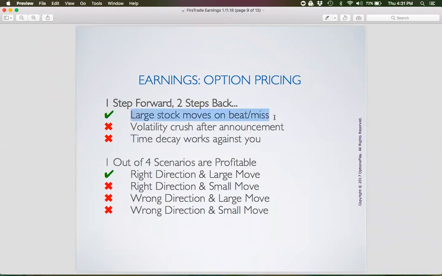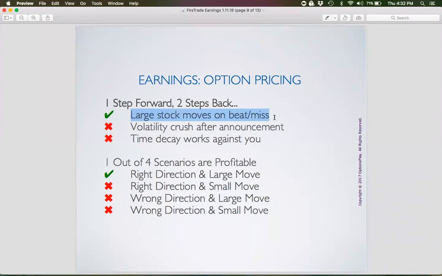Number one, this is why we're trading earnings: there's a large stock move on beats or misses. This is what's going to work in your favor, right? So if you expect, let's say, Netflix to beat on earnings and they actually beat their earnings, then you are going to expect Netflix to move up in price substantially over a very short period of time. That's really what you're betting on. You're effectively thinking that the stock will move either significantly higher or significantly lower, and you're betting in one specific direction. That's working in your favor.